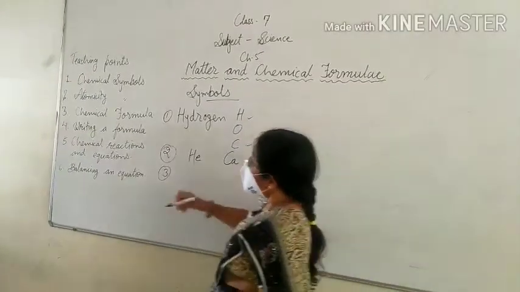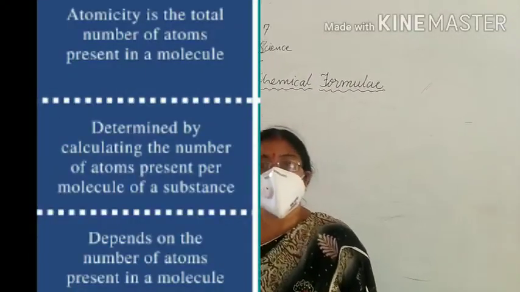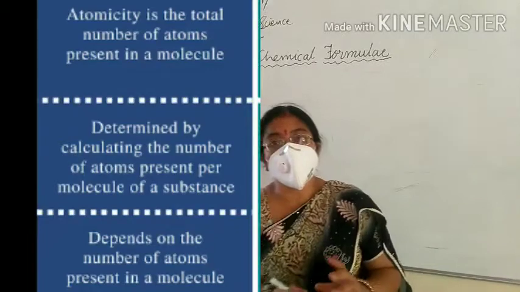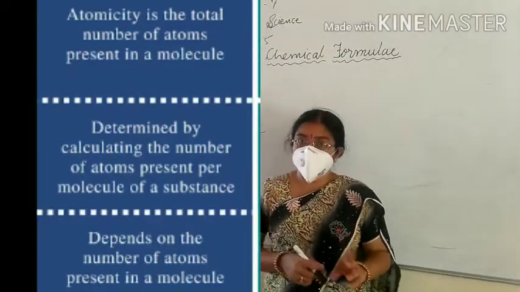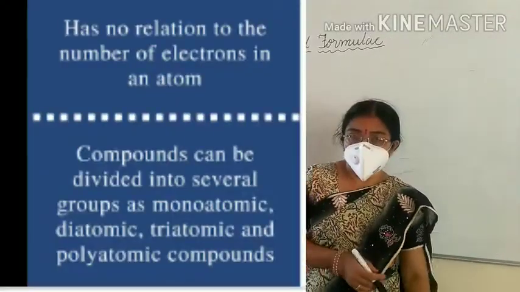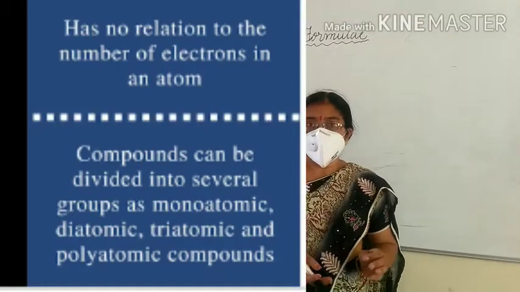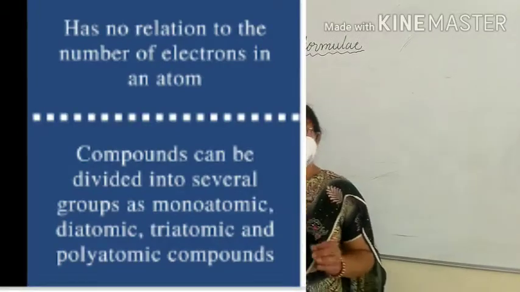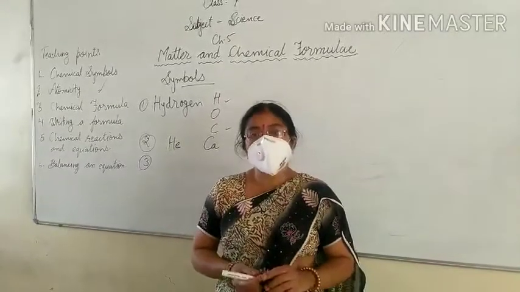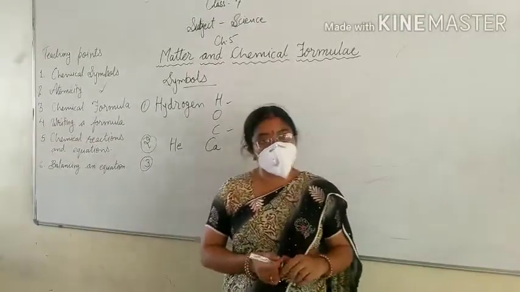Now we will take the second topic, that is atomicity. Atomicity means the number of atoms present in a molecule. As I discussed in the previous video, atoms cannot exist freely. To become stable, different atoms combine in different forms and form molecules. Only some non-reactive gases, inert gases, and some noble metals like gold and silver can be found in single atomic form. These molecules which have only a single atom in one molecule are known as monoatomic.